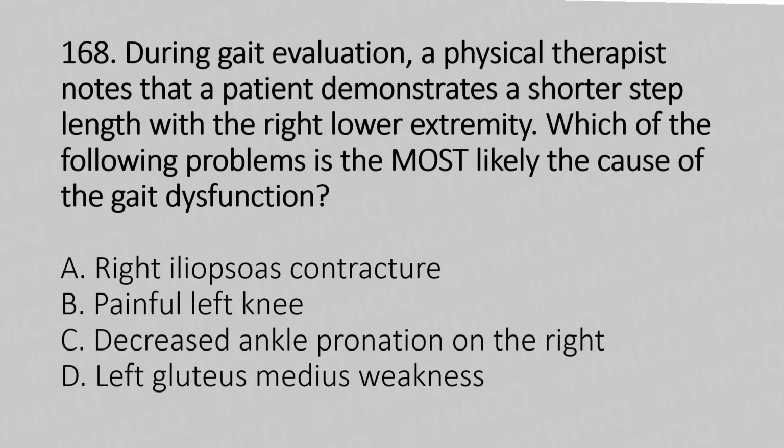During gait evaluation, a physical therapist notes that a patient demonstrates a short step length with the right lower extremity. Which of the following problems is most likely the cause of the gait deviation? Option A. Right iliopsoas contracture. Option B. Painful left knee. Option C. Decreased ankle pronation on the right. Option D. Left gluteus medius weakness. And the answer is Option B. Painful left knee.